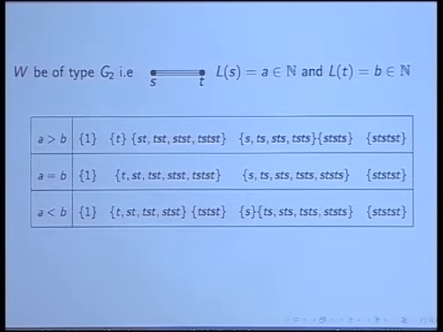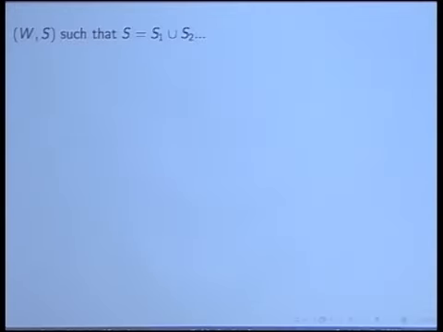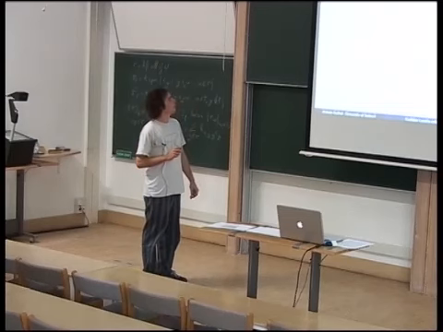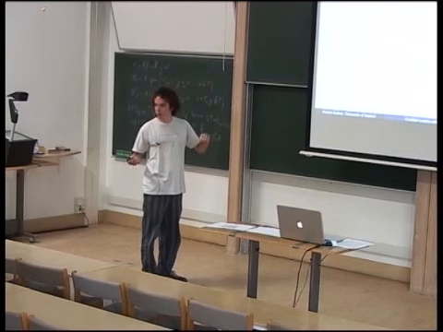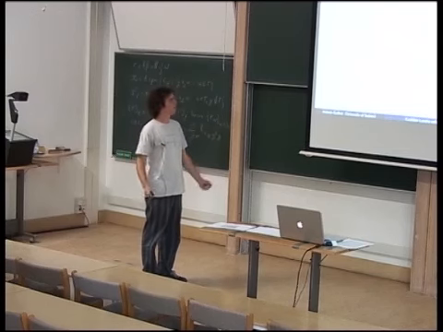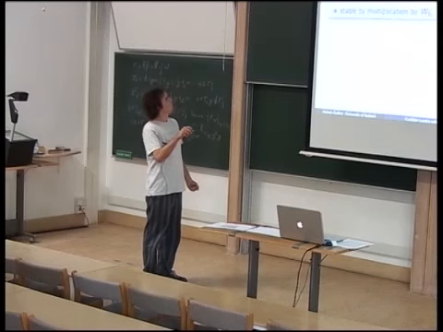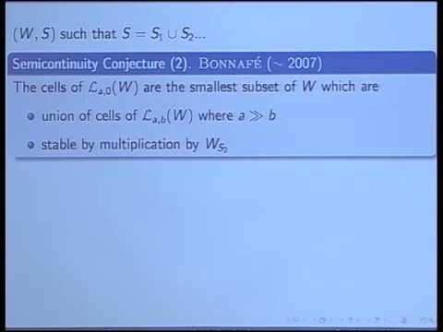So the second part of the semi-continuity conjecture deals with what we call the asymptotic case, when one of the parameters is much bigger than the other, and when one of the parameters is equal to 0. So remember, S is a union of S1, S2. I consider now the weight function W, which takes value A on S1 and value 0 on S2. And I'm looking at the decomposition of W with this weight function.